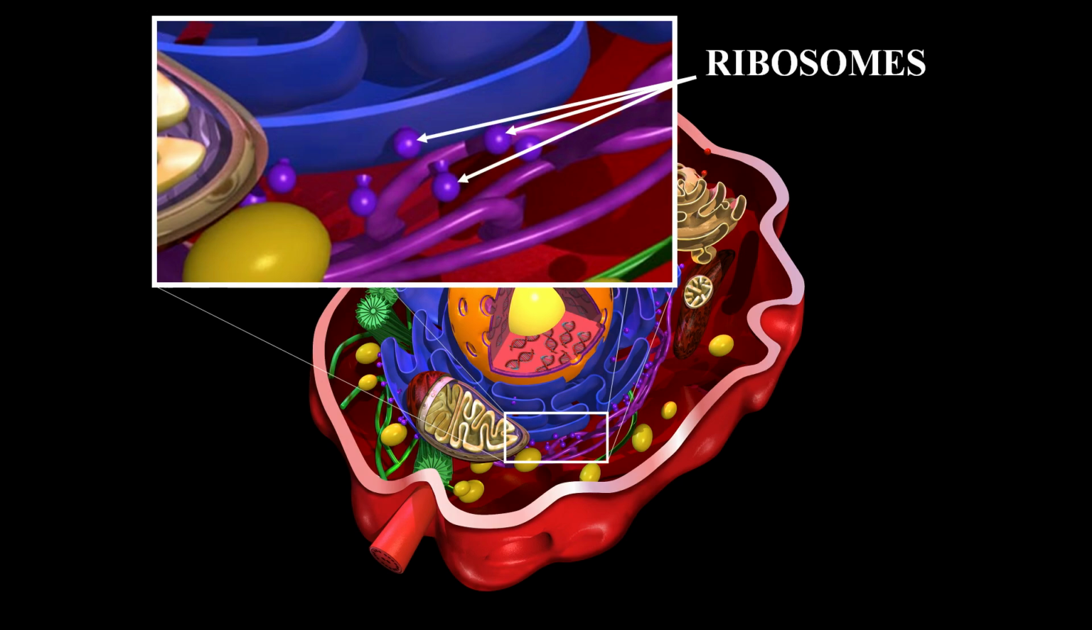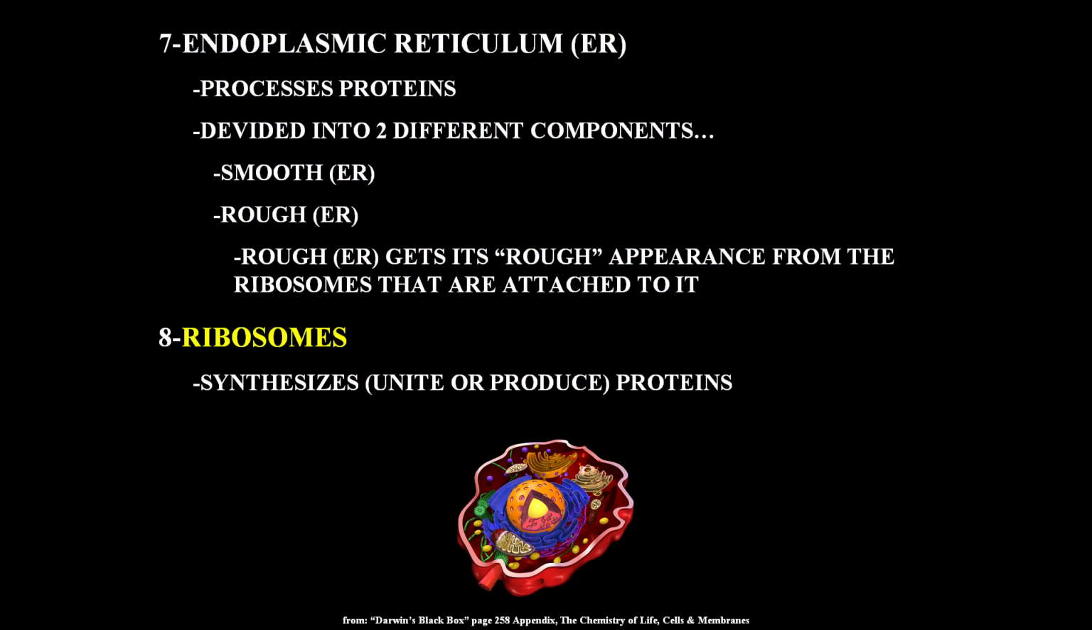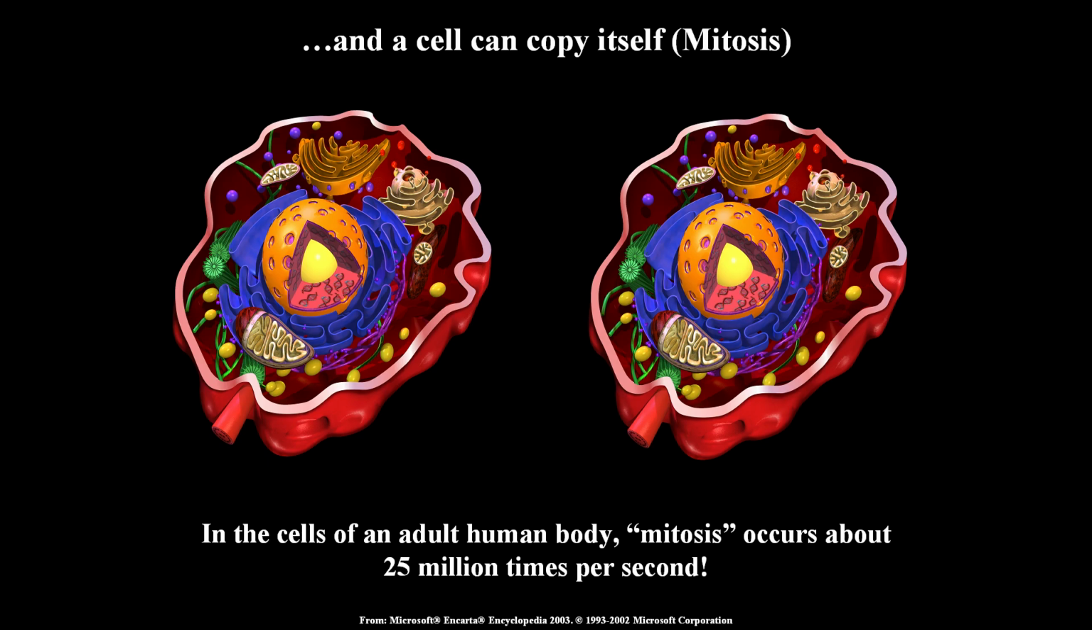And so this is a picture of that. Those are the ribosomes that are attached to it. Now, the ribosomes synthesize or produce proteins. That's what they do. And a cell can copy itself, which is called mitosis. In the cells of an adult human body, mitosis occurs about 25 million times per second.